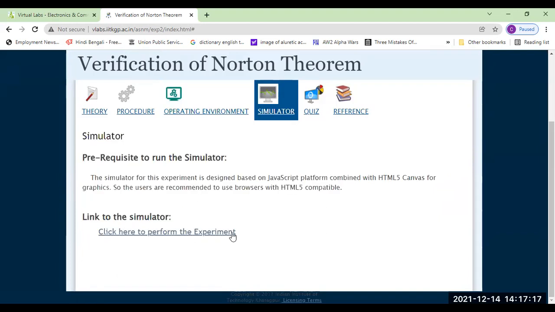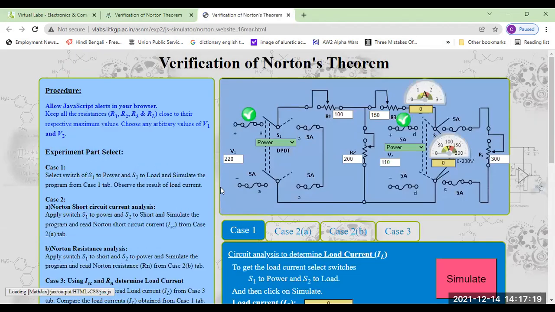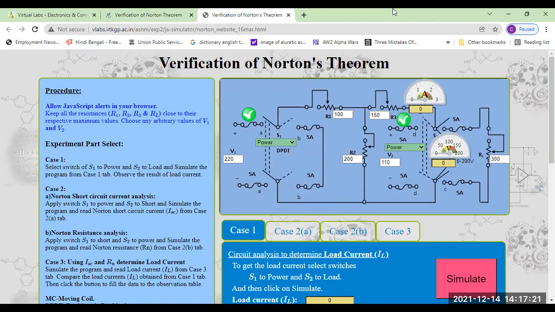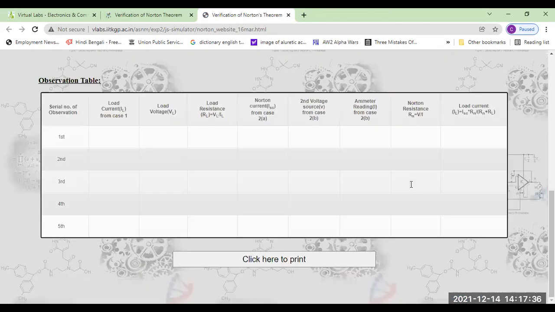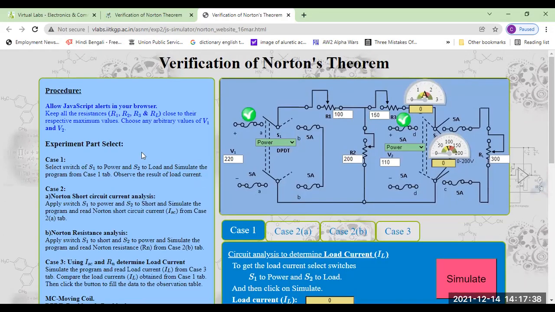Okay, here is the simulator. We just open it. Here is our operational kit, and the procedures are given there, which we have to study once. You can see this is case 1, case 2a, case 2b, and case 3. Then we can go for the simulation, and we get the result.